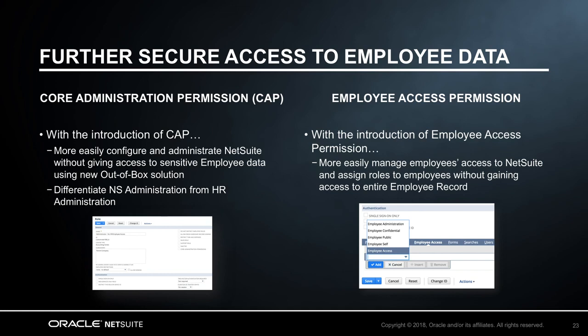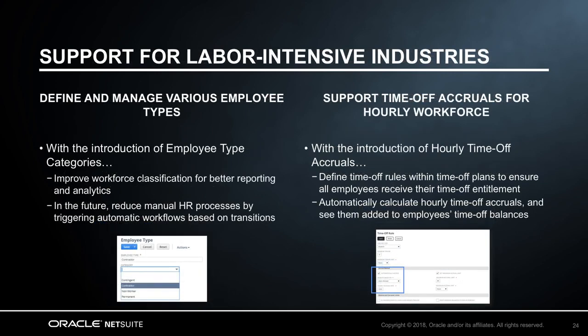It's now easier to manage employees' NetSuite system access and assign roles to employees. This means that any role with this permission will be able to manage system access for employees without also needing to access their entire employee record and all the sensitive information within. This new permission, called the Employee Access Permission, can be enabled via the Role page as a line item on the Employee Access tab. Services, warehouse, and manufacturing are examples of industries with a high number of hourly workers.